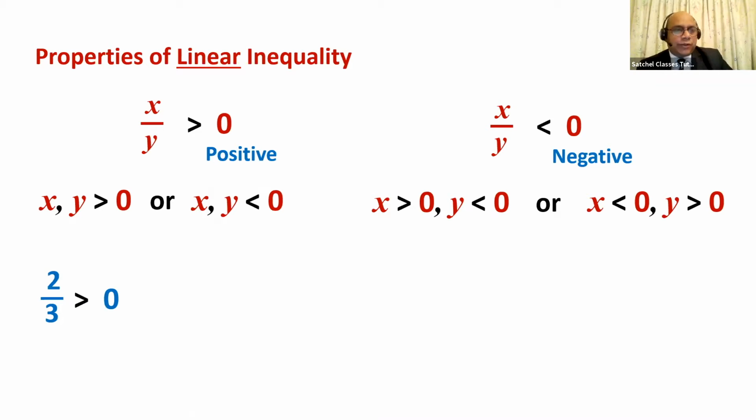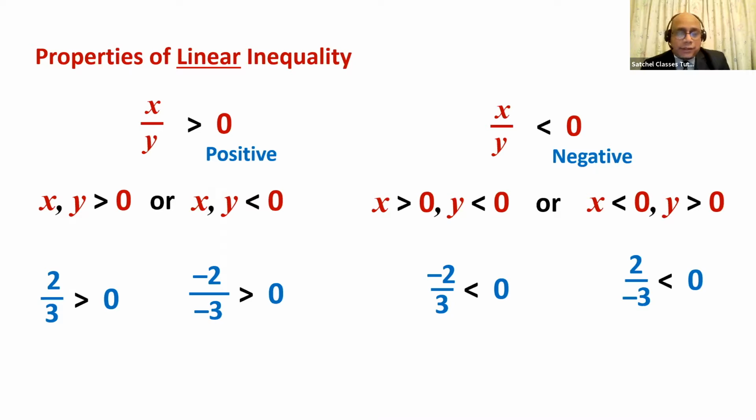Let's take an example. 2 over 3, both are positive. That's a positive value, right? Greater than 0. Minus 2 over minus 3, that's again a positive quantity because minus and minus cancel out. So if x and y are both positive or both negative, you will get a fraction which is greater than 0. Minus 2 over 3, that's a negative fraction, and 2 over minus 3, that's again a negative fraction. So if one of them is negative, then the fraction would be negative.